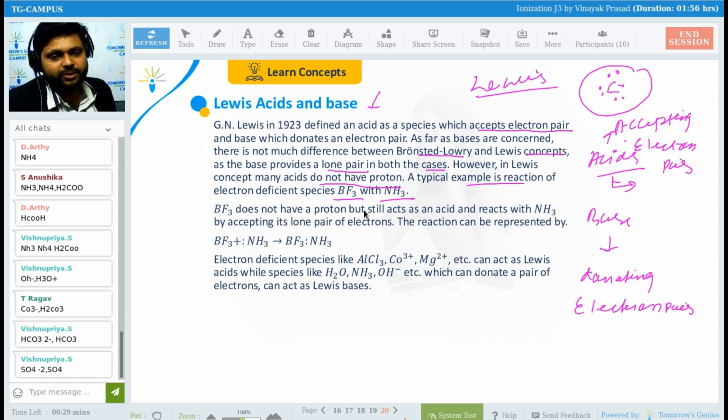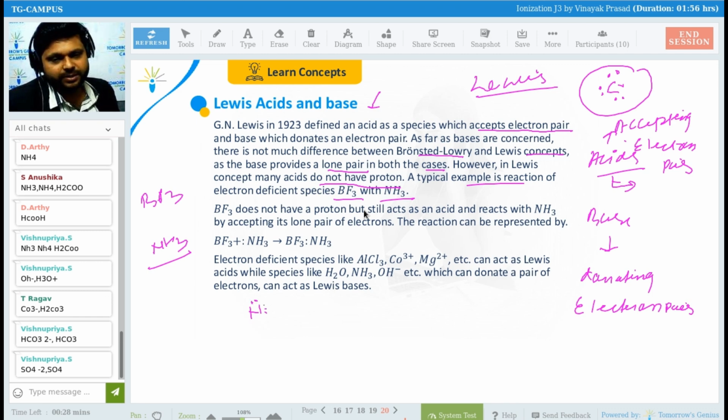So here you will not be able to see protons. You can see electron deficient species. They are electron deficient species. BF3, NH3. So what are we going to see here? See, nitrogen has how many electrons in its outermost shell? If you draw this nitrogen, how many electrons does it have? 5, right?